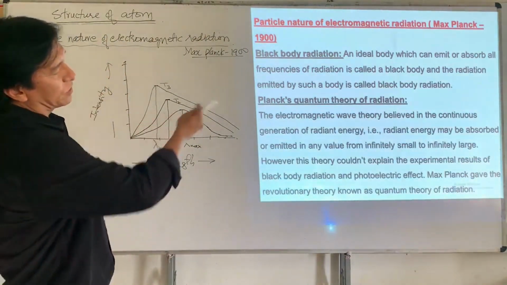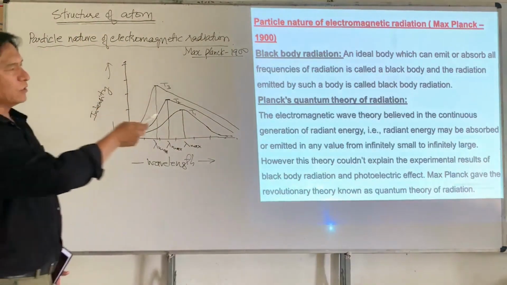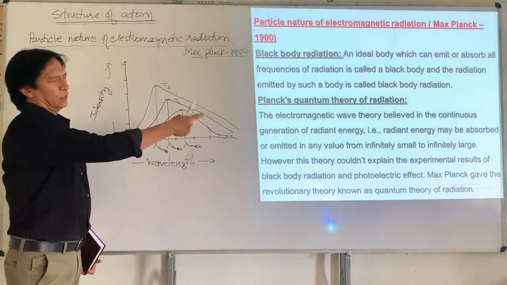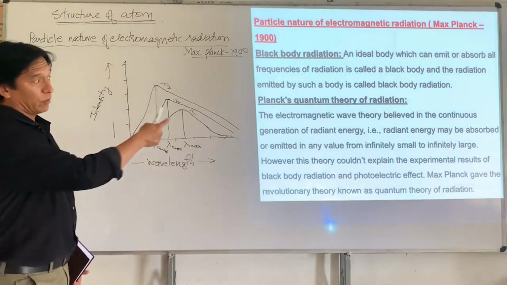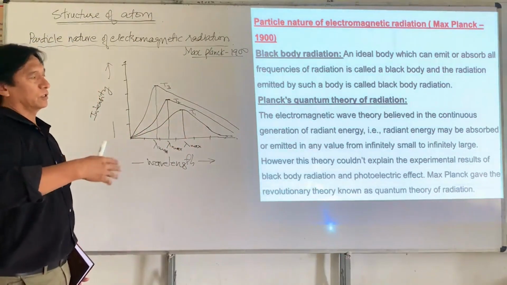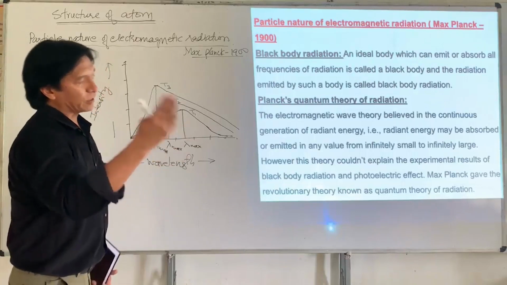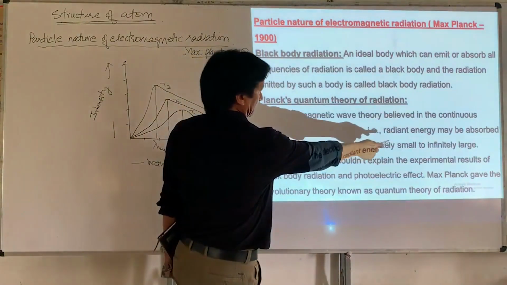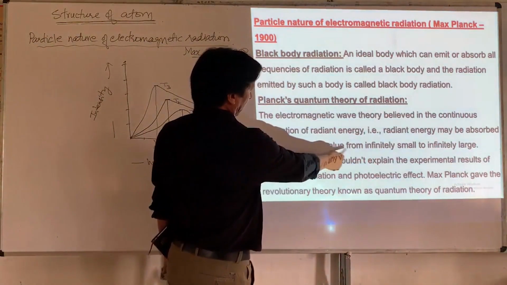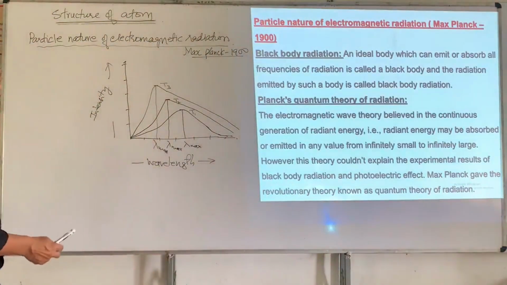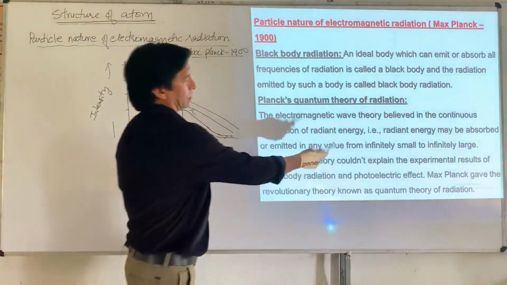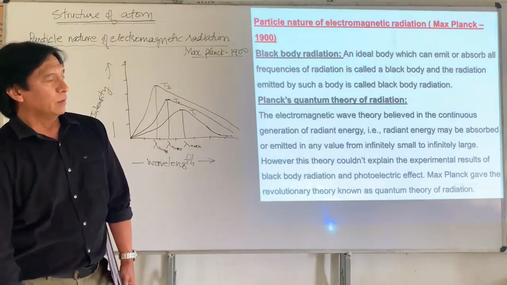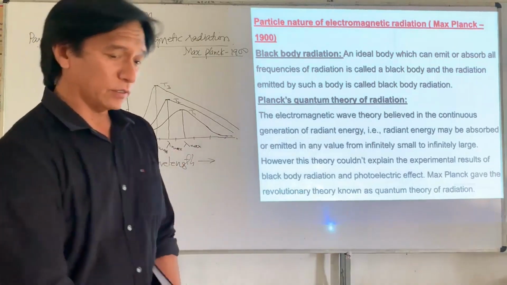So let's see Planck's quantum theory of radiation. The electromagnetic wave theory believed in the continuous generation of radiant energy. So it is said that as far as the electromagnetic wave theory is concerned, radiant energy is generated continuously, as I said just now, and it can be any value from infinitely small to large. And this theory could not explain the experimental results of black body radiation and photoelectric effect. But then Max Planck gave his revolutionary theory here.